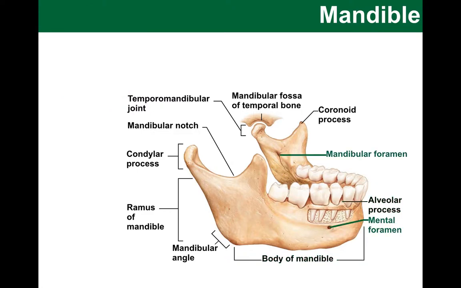Okay, finally there are 2 openings, or foramina as we call them in anatomy, in mandible. The mandibular foramina is where the nerves run in the medial aspect, and mental foramina is where both nerves and blood vessels run through in the more anterior chin aspect. So those are some important parts of the mandible.